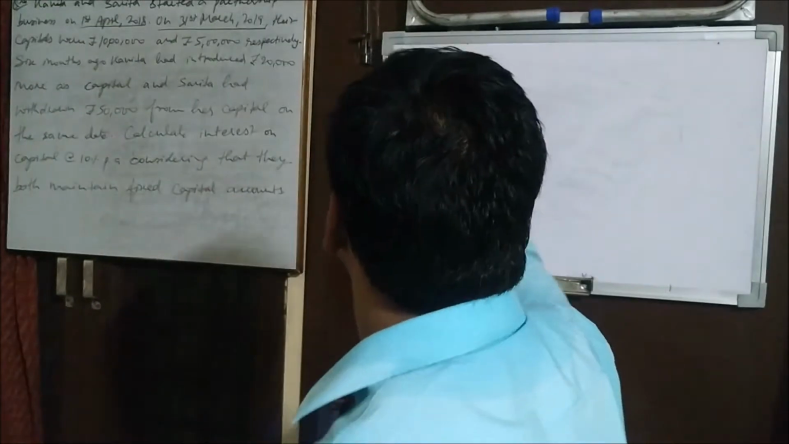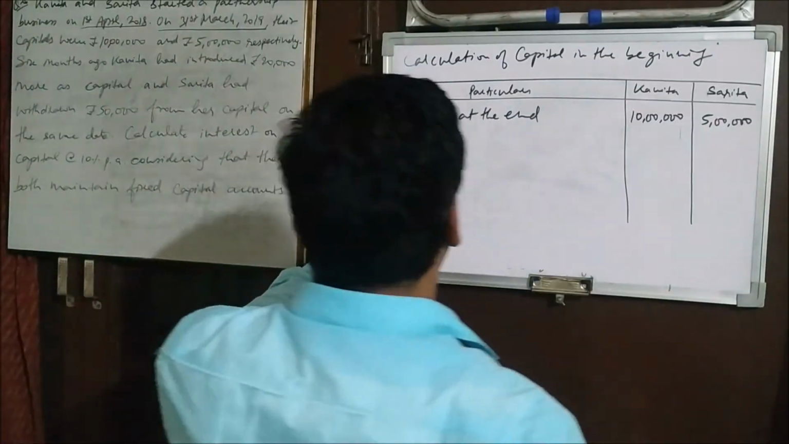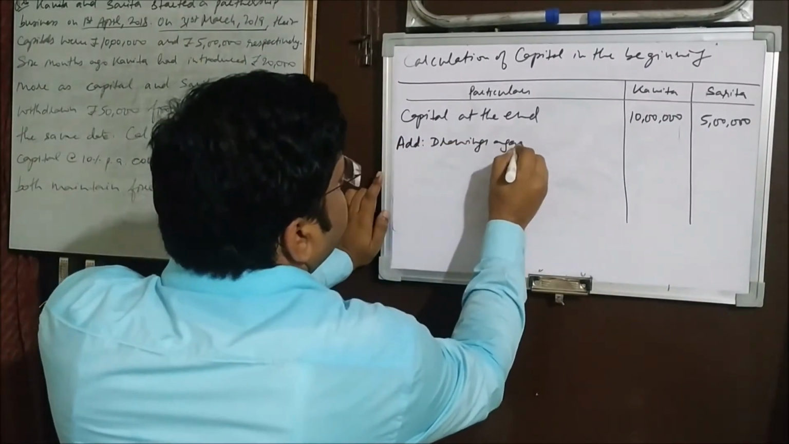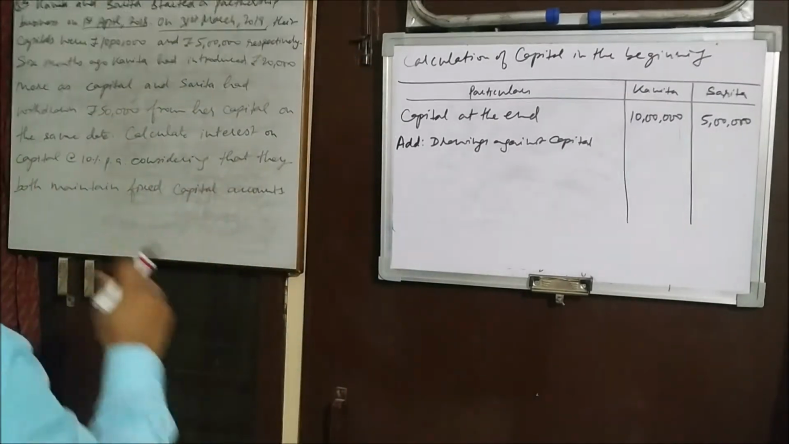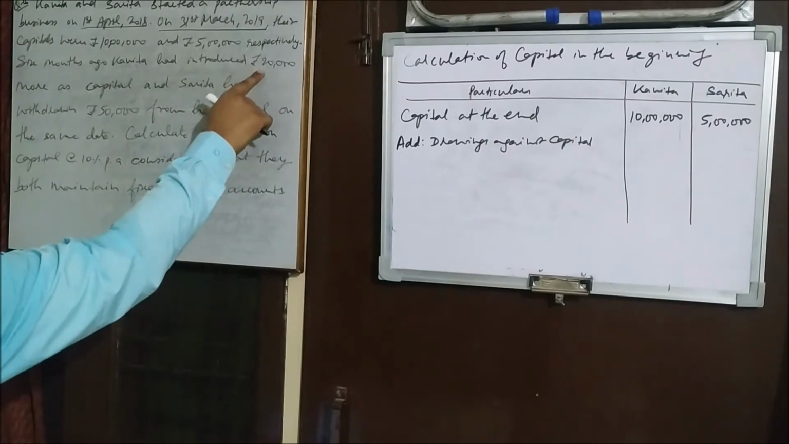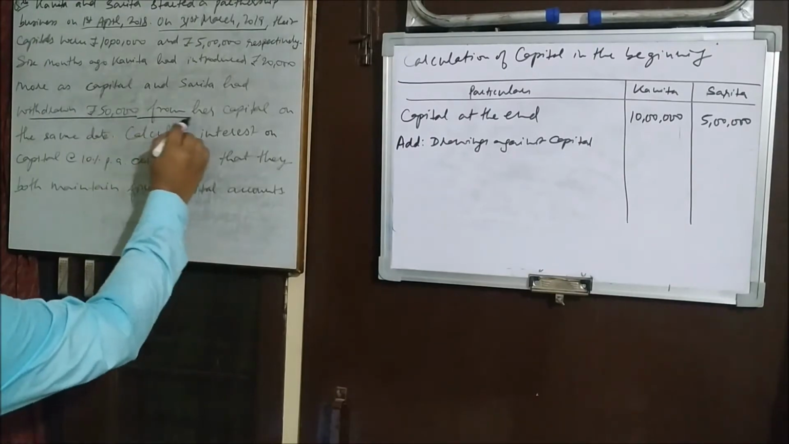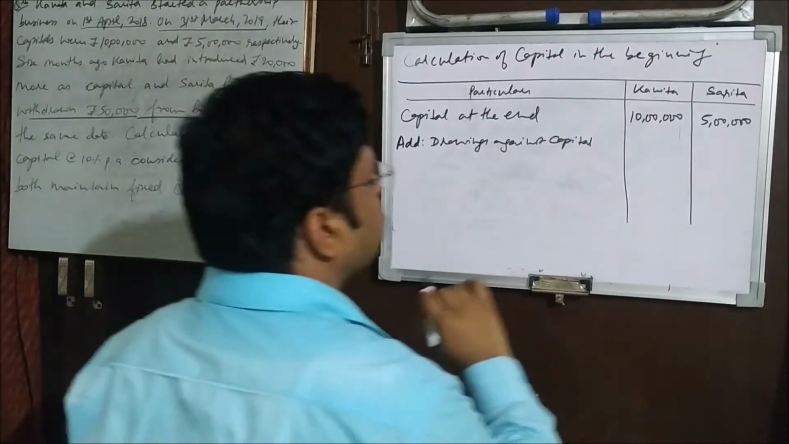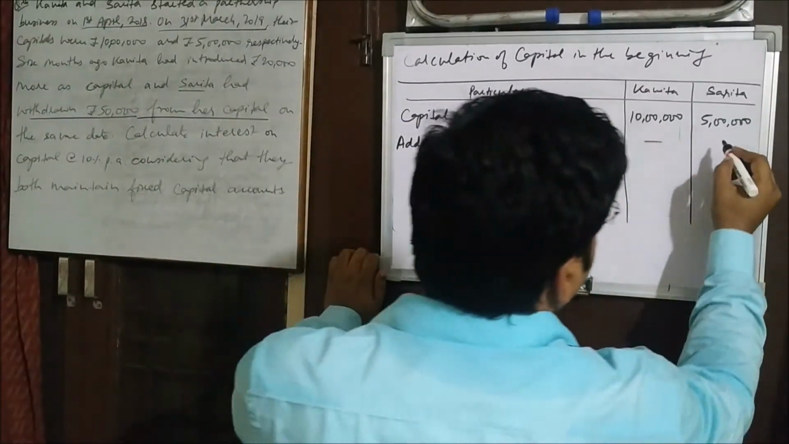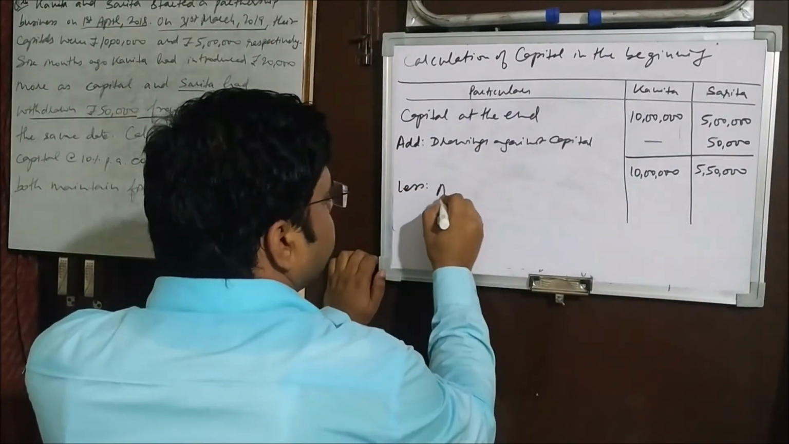Okay, so I have just taught you the format of calculating opening capital in case of fixed capital methods. So let's calculate that. So here we'll mention capital at the end. So that is given 10 lakh and 5 lakh. Okay, and then I told you that we need to add drawings against capital. So we need to see if any of them has made drawing against capital. Let's have a look. Yes, she has withdrawn 50,000 from her capital. Clearly it is mentioned that is drawing against capital. So who has withdrawn? Sarita. How much she has withdrawn? 50,000. So that will be added here. Okay, and what we need to less from here? Additional capital.